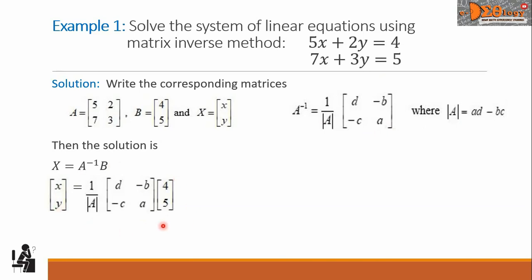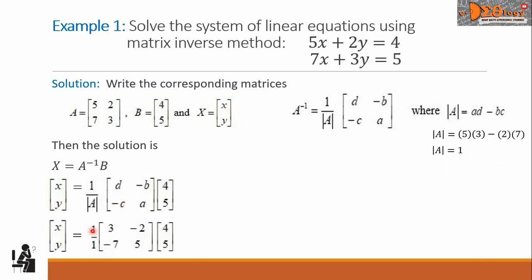Simplifying now this formula, first let us compute for the determinant. Using this formula, we have 5 times 3 minus 2 times 7. When we simplify this, the value of determinant equals 1. Let us now substitute this value in here. So we will have now this 1 over 1. This adjoint will have the value 3, negative 2, negative 7, and 5. And then we just copy the matrix B. This 1 over 1 is simply 1.